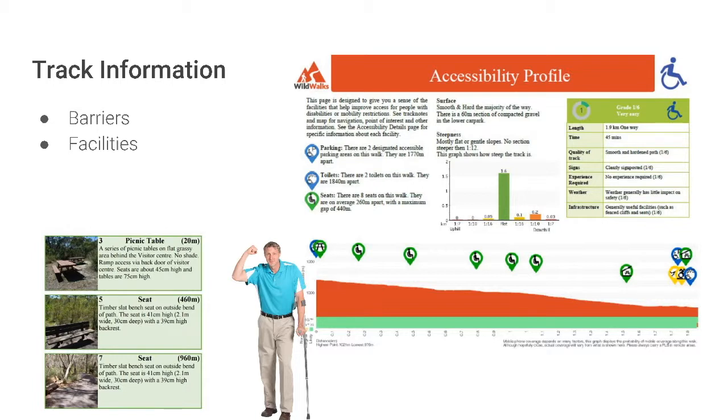And you can see that if I have a heart-lung condition, this is still the same information that I'm going to use. If I am a parent and I'm going to be pushing a pram along this walk, I'm going to use the same accessibility information. I'm not thinking disability, but I am thinking accessibility. So that's the idea. It's quite simple.